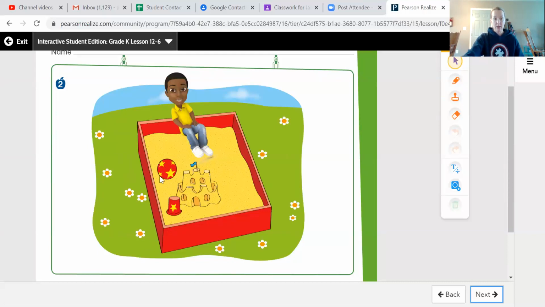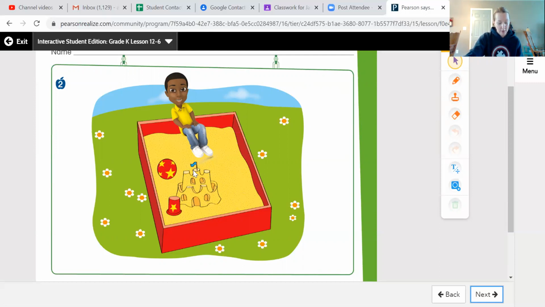Another shape I see is right here. This is a sphere. It's a ball and it's a sphere and it is inside the sandbox. Another shape that I see is right here. This is shaped like a cylinder. I believe it's a sand bucket, a pail. It is shaped like a cylinder. All right, and it is in front of the castle.